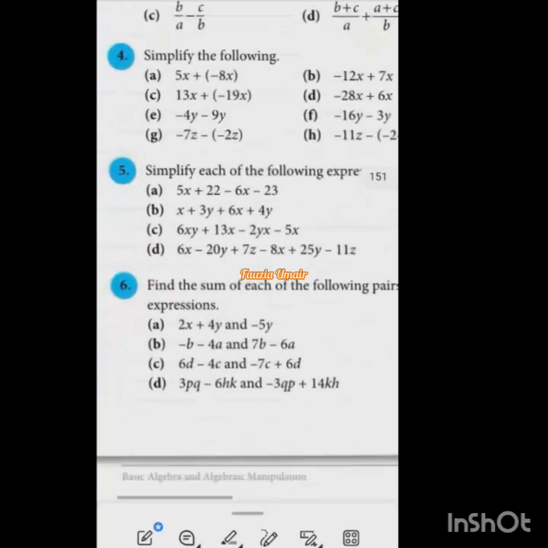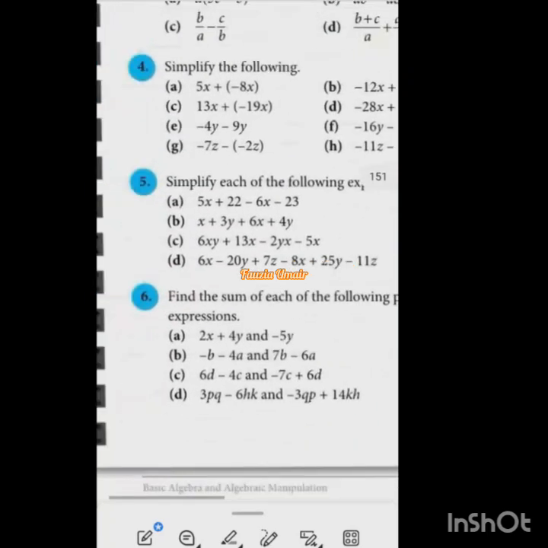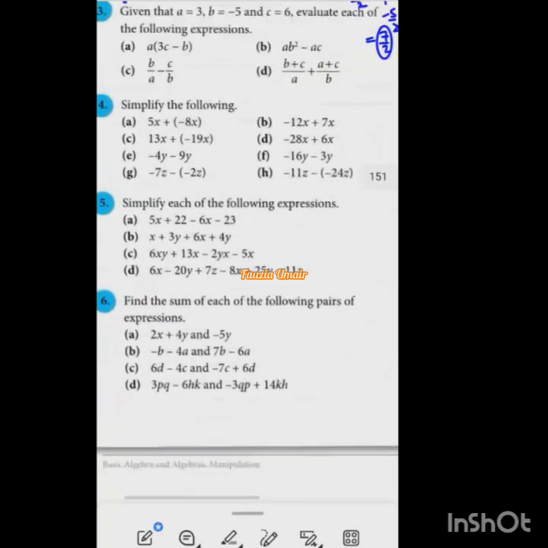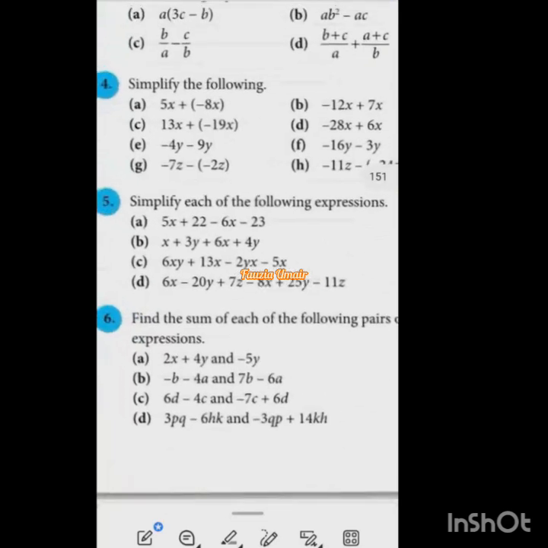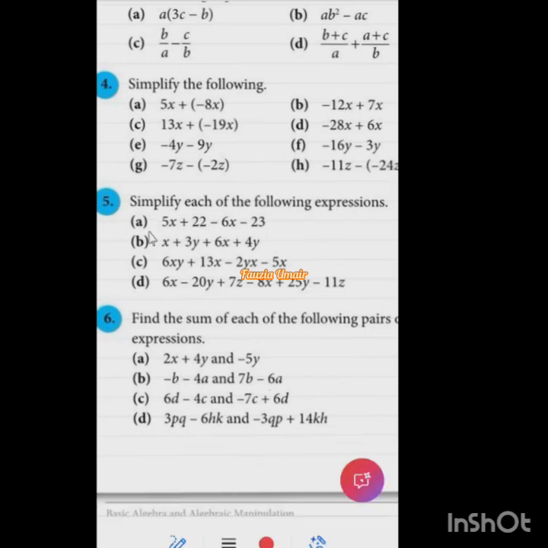We will do question number 5 and 6 today, right? So question number 5 is simplify each of the following. So how do we simplify? When we combine the like terms. Very good, excellent. We simplify by combining the like terms.